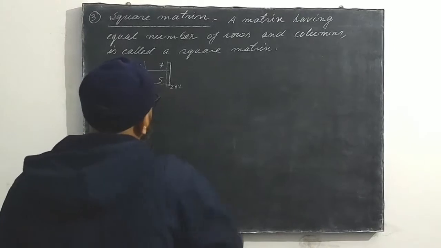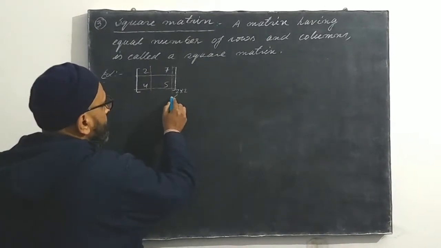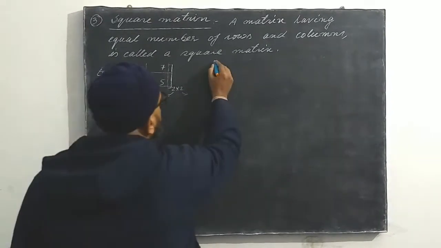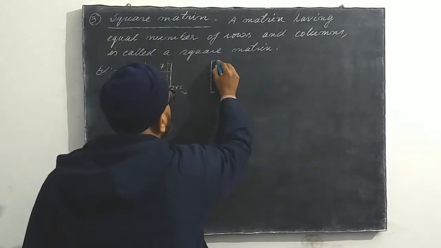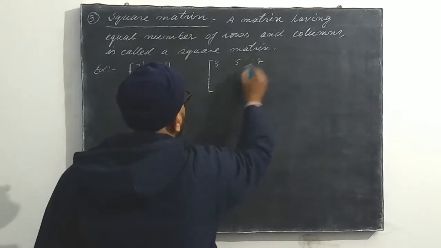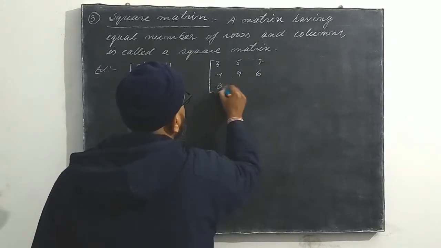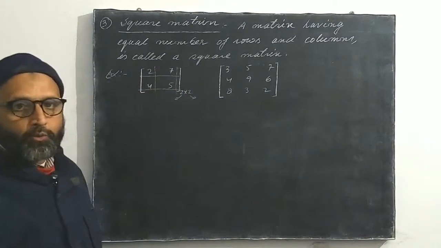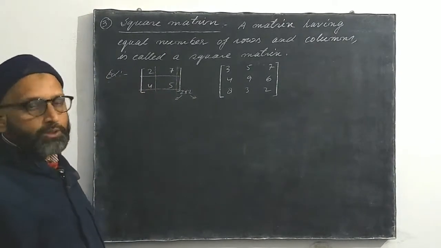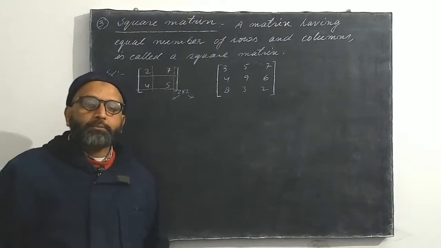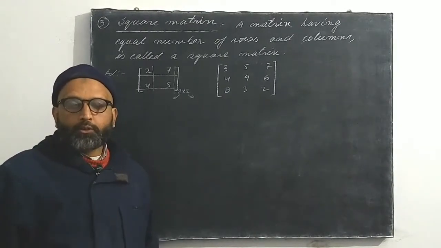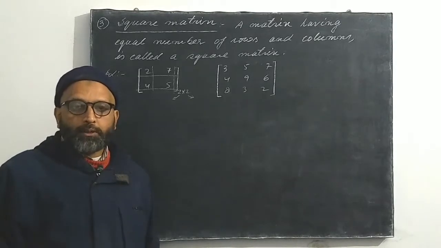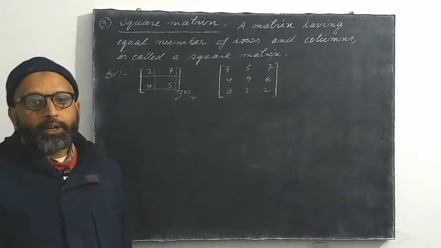Order is written as 2 by 2, that means the first number indicates the number of rows and the second number indicates the number of columns. So the matrix 3, 5, 7, 4, 9, 6, 8, 3, 2. This is also a square matrix because it has equal number of rows and columns, 3 rows and 3 columns. In this way, a square matrix may have 4 rows and columns and 5 rows and 5 columns, 6 rows, 6 columns, but the condition is the number of rows and number of columns should be equal.